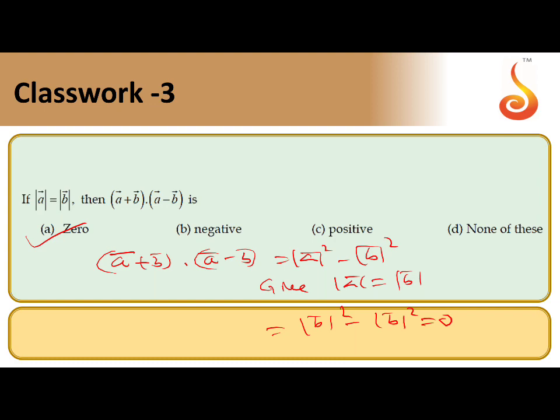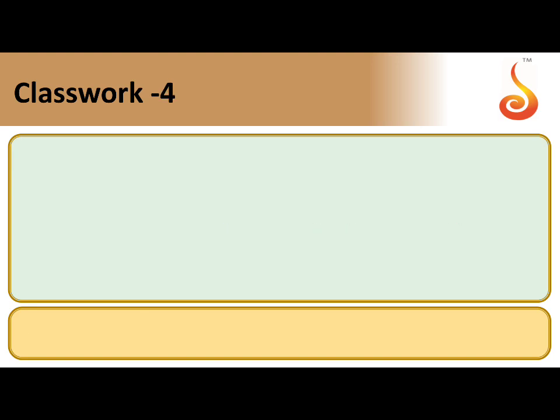Clear this one? They are given modulus A equal to modulus B. Substitute here to get the answer. A plus B dot A minus B is 0 here. Clear this one? A simple question only.